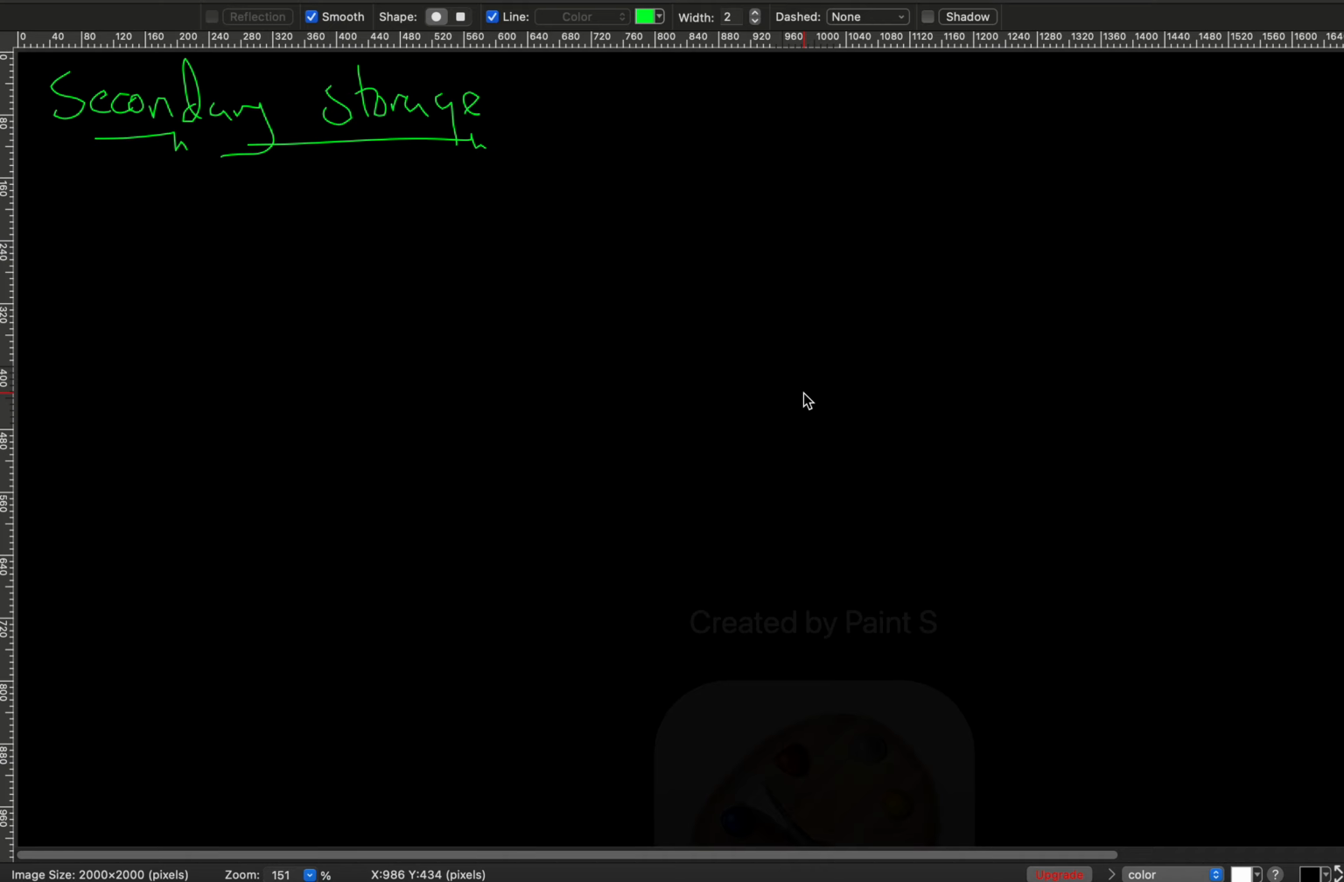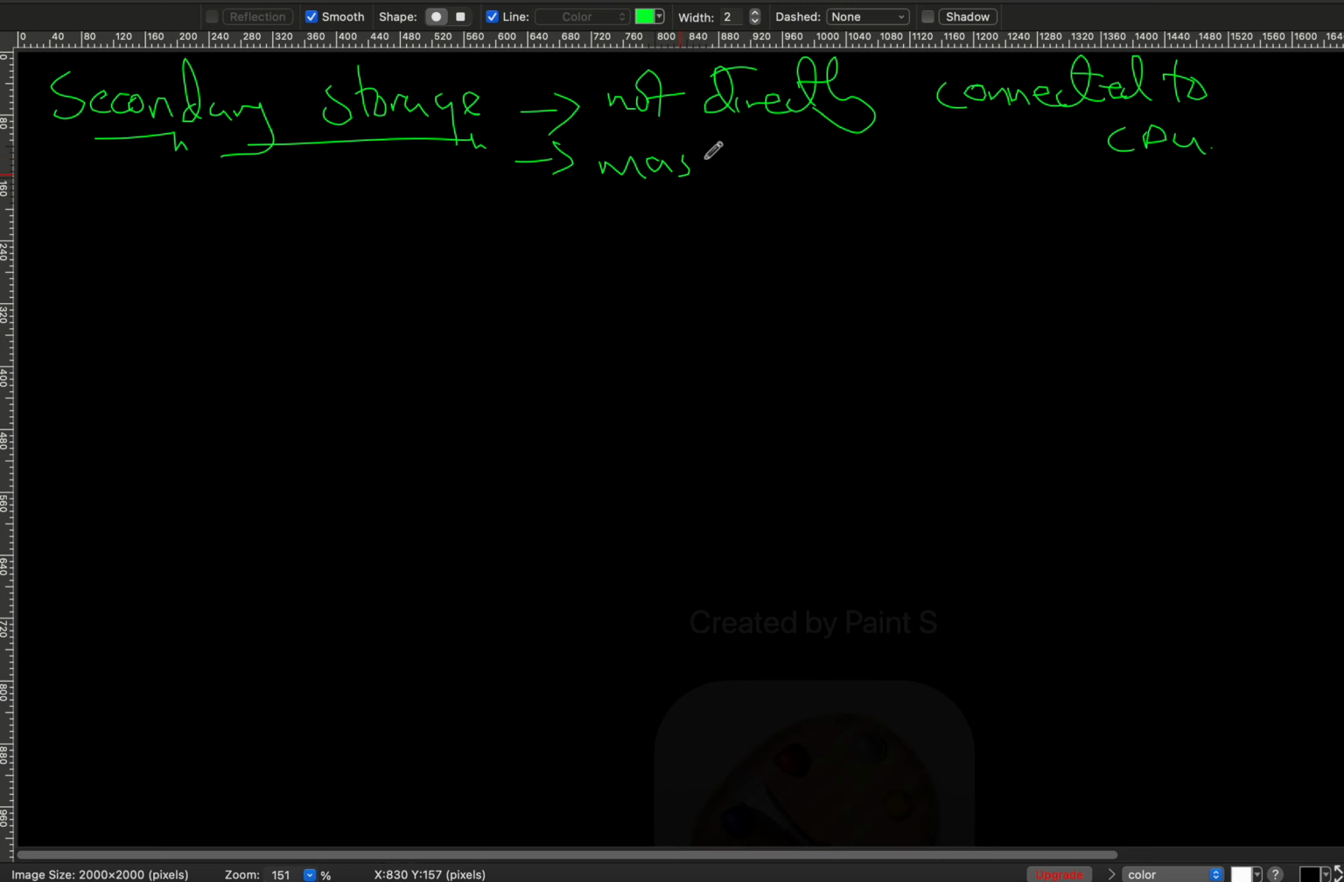All right, let's appreciate now secondary storage. As you mentioned before, when talking about secondary storage, we're talking about memory or storage that is not directly connected to the CPU. And we mentioned again that this is massive permanent storage. We might need to bring that point up again: massive permanent storage.